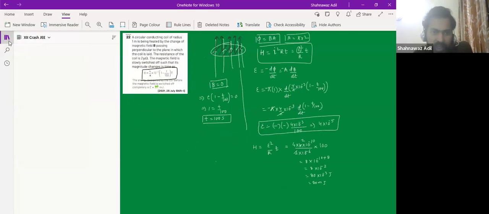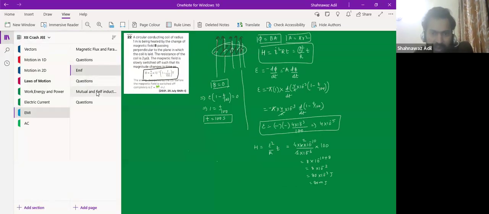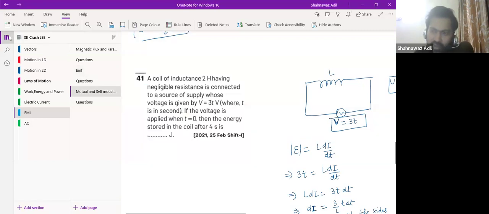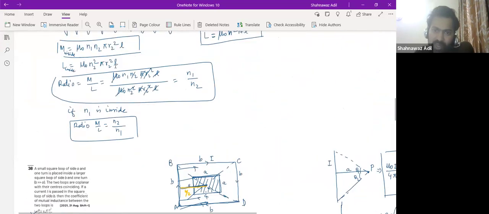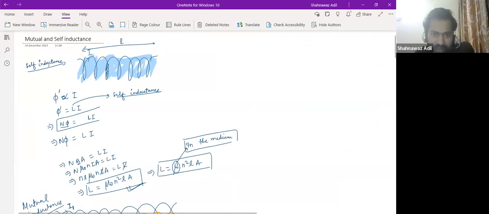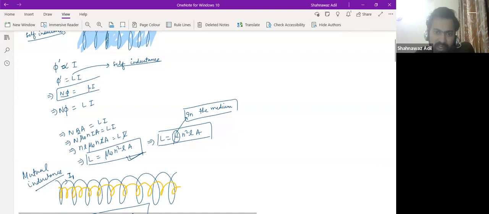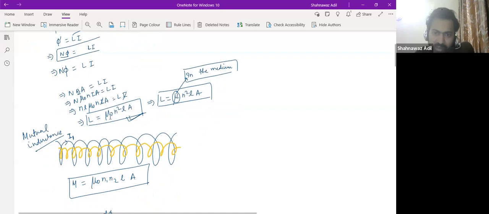Okay, so this completes motional EMF, and then we have mutual and self-inductance, right? You guys have learned that we have self-inductance. The current is flowing in this solenoid, and due to the induced EMF there would be some self-inductance. And we know that the flux is directly proportional to the current. So if we remove the proportionality, then we'll get this L, and this is called the self-inductance. And this is equal to mu naught n square LA for a solenoid.